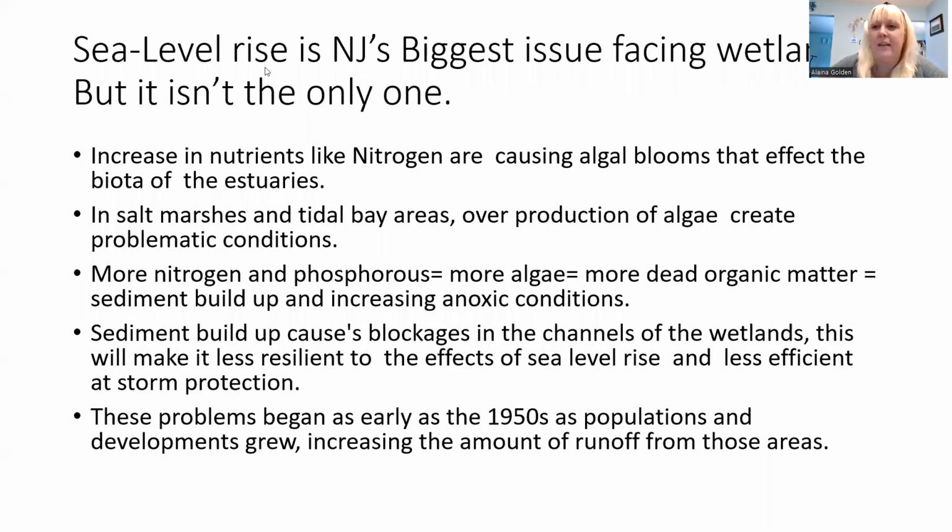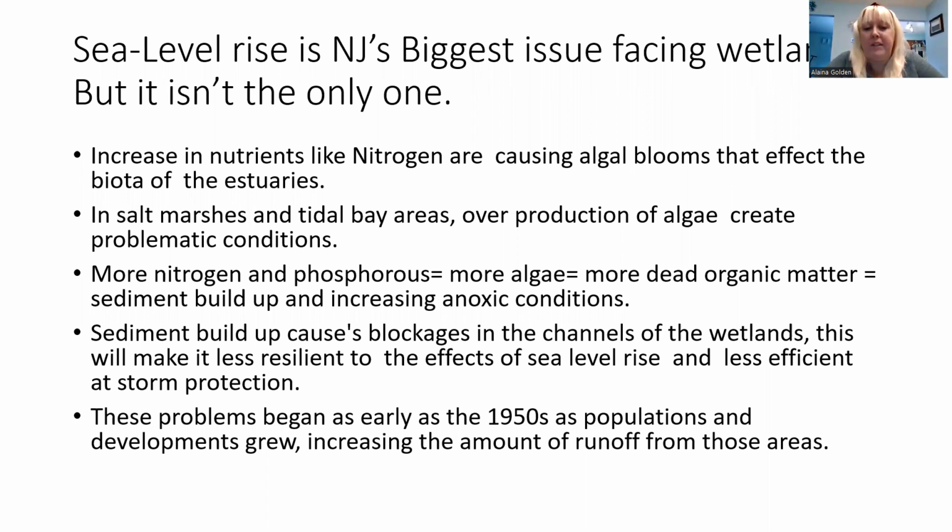Okay, let me slide this over. All right, so sea level rise is New Jersey's biggest issue facing wetlands, but it's not the only one. So I want to talk about a couple other issues that they're having. One thing is an increase in nutrients like nitrogen. Nitrogen is causing algal blooms that affect the biota of these estuaries. In salt marshes and tidal bay areas, overproduction of algae creates problematic conditions.